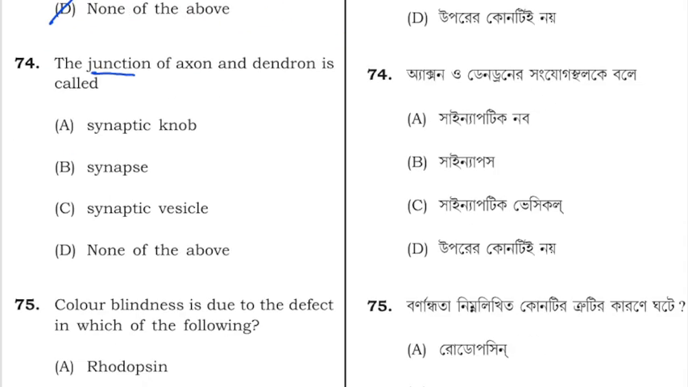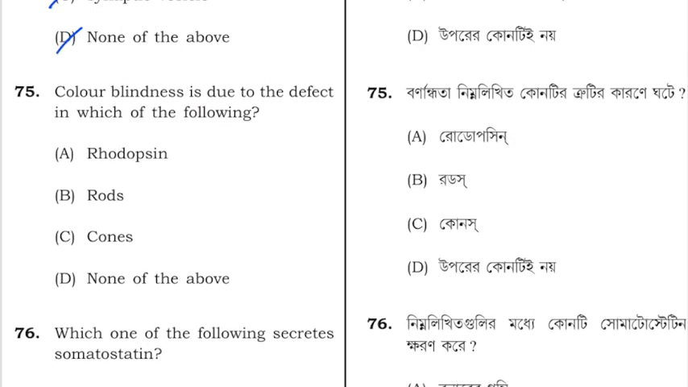Next is, the junction of axon and dendron is called synaptic knob, synapse, synaptic vessel or none of the above. The junction between axon and dendron is called synapse. So B is correct. Next question is, color blindness is due to defect in which of the following? Rhodopsin, rods, cones or none of the above. This color blindness is basically due to the defect in cones. So C is correct.